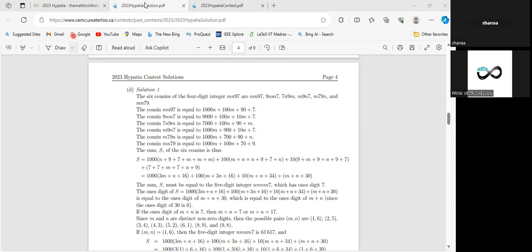So here, the 6 cousins of the 4-digit integer, that is what you first need to find. The number NM97 can be written as NM97, 9NM7, 7N9M, M9N7, M79N, and MN79.